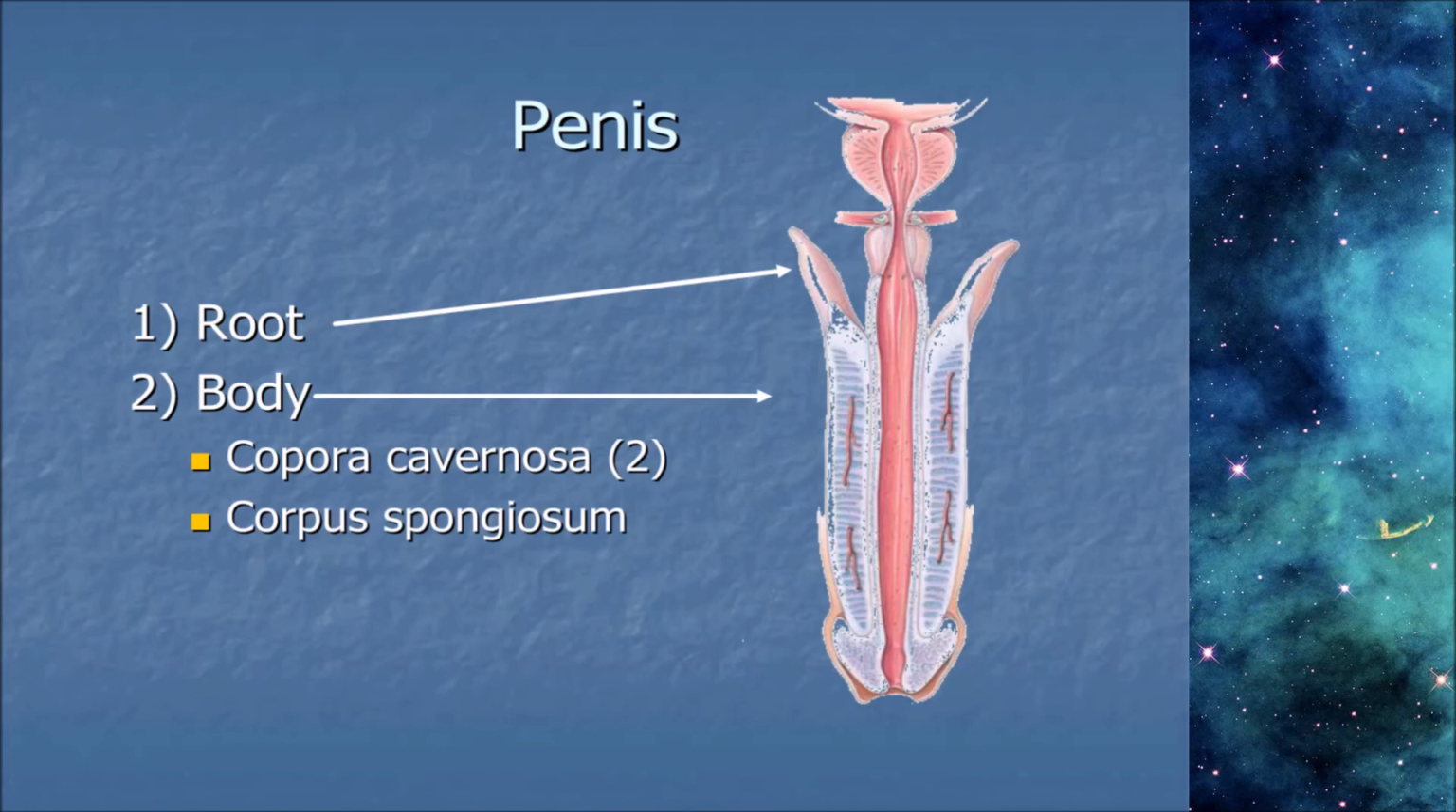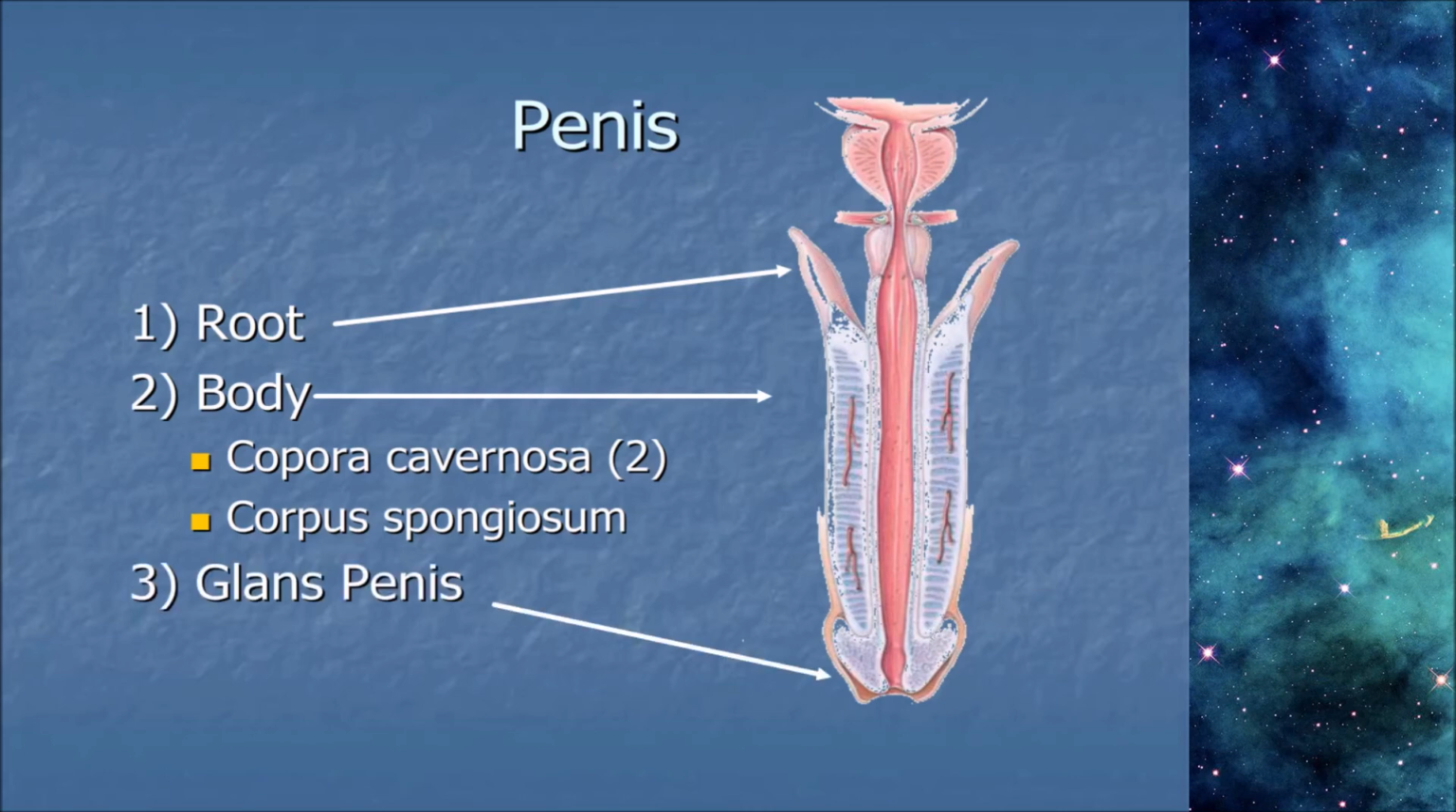The body of the penis consists of the skin and the underlying erectile tissue called the corpora cavernosa and corpus spongiosum. We have two corpora cavernosa and one corpus spongiosum, and basically these are the structures that engorge with blood and allow a man to get an erection when he's sexually stimulated.